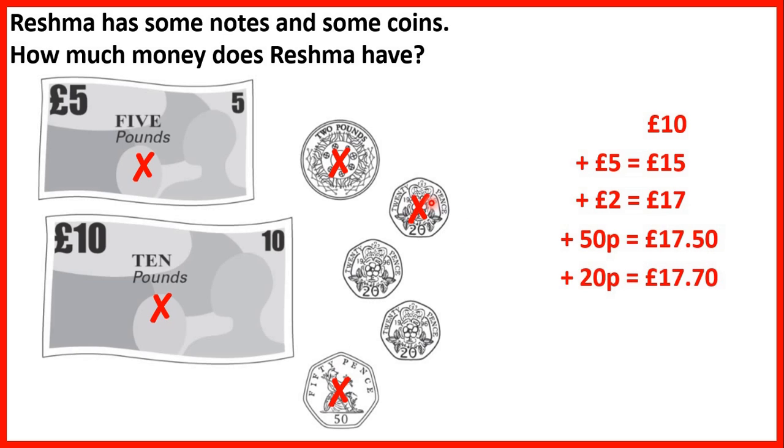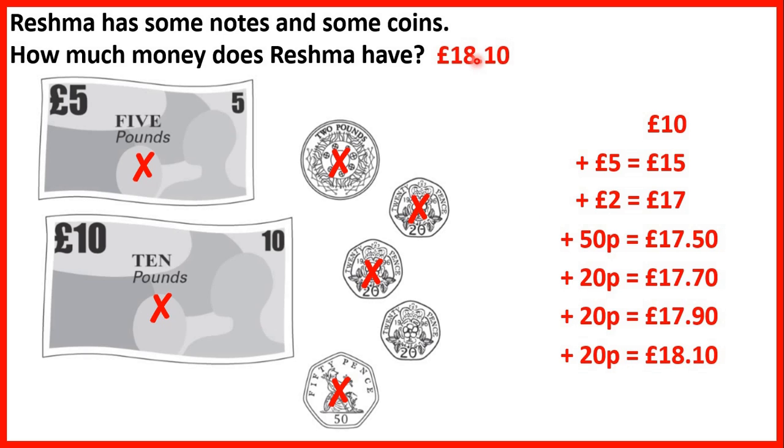Then £17.70, £17.90, and if we add 20 pence to that, we get £18.10, because from £17.90 we need another 10 pence to make £18, but we're adding 20 pence. So another 10 pence gives us £18, and then another 10 pence, so that's 20 pence altogether, gives us £18.10. So that's how much money Reshma has.